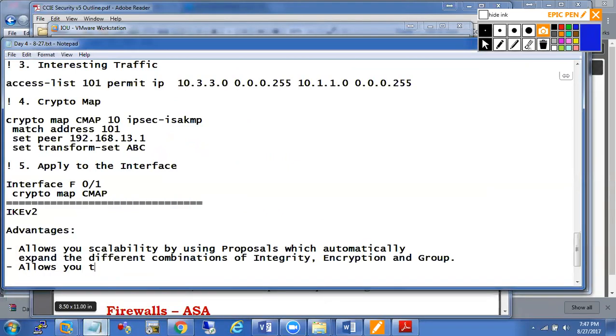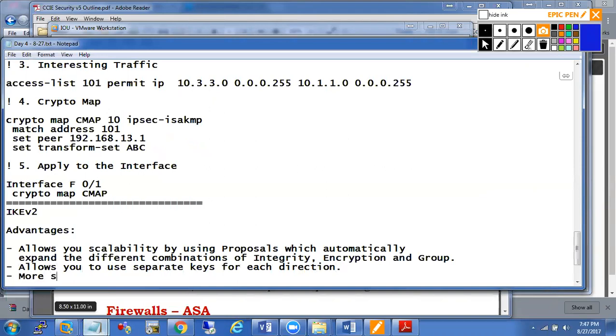Allows you to use separate keys for each direction. Doesn't have to be like that, but it does give you the capability of doing that. That's the other advantage that you have. All right.